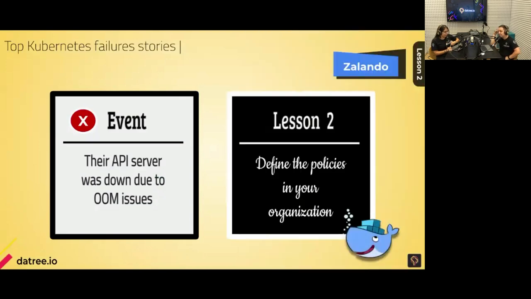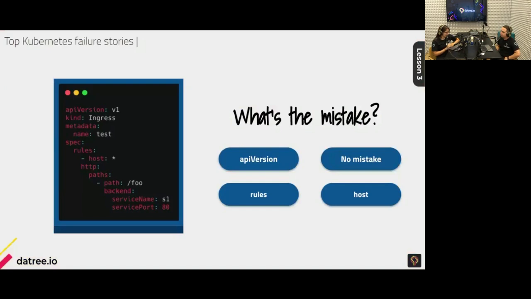But the real lesson that we learn here is to always make sure that you clearly define the policies and the best practices in your organization. It's super, super important. And people think that having a correct YAML structure is really basic, but it's not. It can really happen to anyone. But let's move forward to the next one.